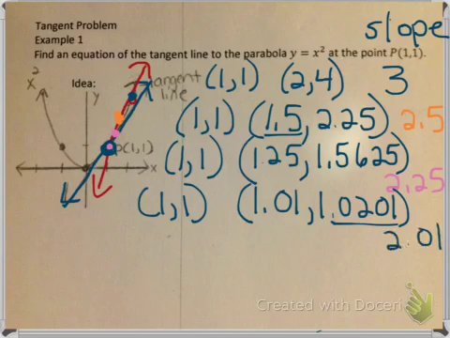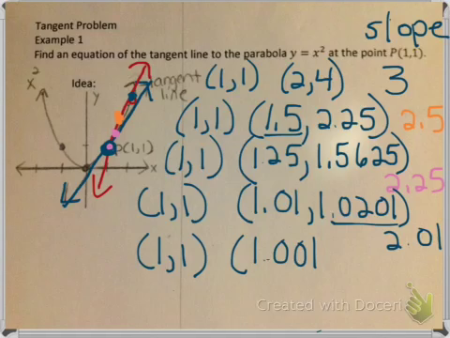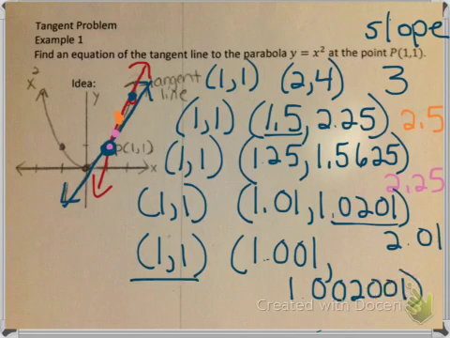I'm going to do one more. If I go (1, 1) and (1.001, 1.002001), the slope between them comes out to be 2.001.